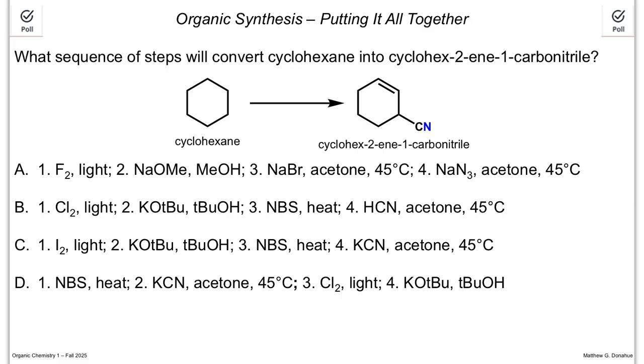So here's something to chew on, as they say. I call this putting it all together. So you've learned a lot of reactions so far. What can you do with them? How can we take cyclohexane and convert it into that allylic nitrile?